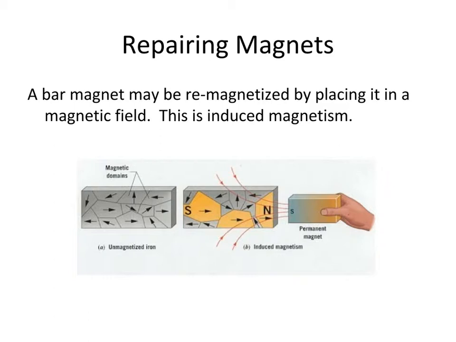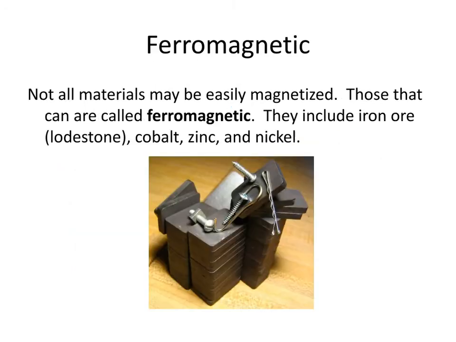So we can remagnetize a permanent magnet if we place it in a magnetic field. We'll often do this with a solenoid or an electric coil. We'll run an electric current through the coil and then put the magnet inside, and then we can line up all those dipoles again. It's called induced magnetism. So we're forcing the piece of iron to become more magnetic. Materials that we can do this with are called ferromagnetic.